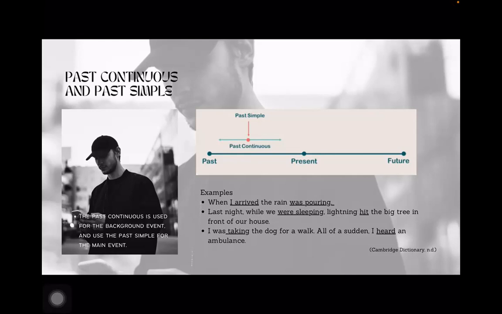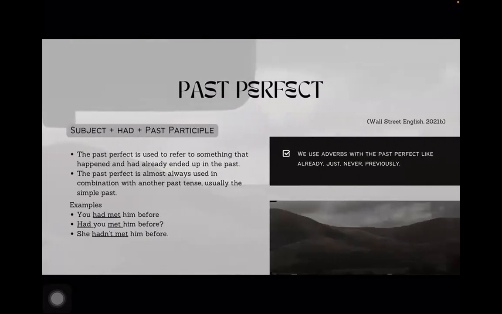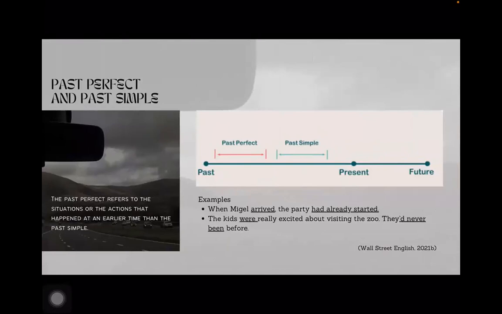For the next one, past perfect. This is different from before because we have the verb had followed by the past participle. It is used to refer to something that happened and had already ended in the past, and it is always combined with a past tense like past simple. For example, you had met him before. For the next one, past perfect and past simple, which I have said is always used together because it refers to a situation that happened before, and then another action happens after.